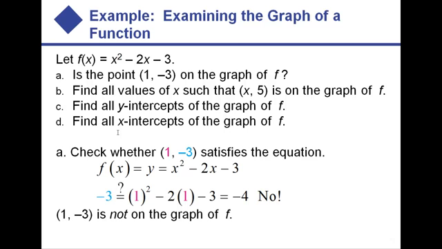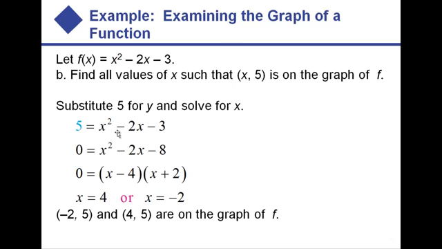Find all values of x such that x comma 5 is on the graph. So that basically just says, if y equals 5, what does x equal? Well, that's what we're doing here. We plug in 5 for the output, right, for our y value. Then we move it over, because the only thing we can do with quadratics is we can only set them equal to 0 and solve. So we move the 5 over, now it's equal to 0, we factor it, we solve, and we get the 2 values, 4 and -2.